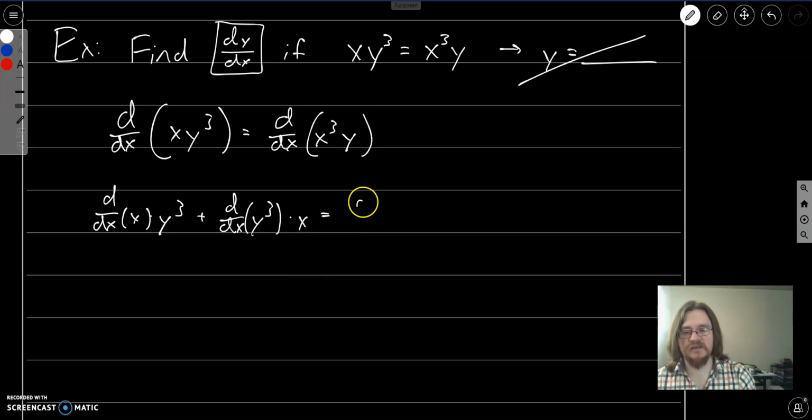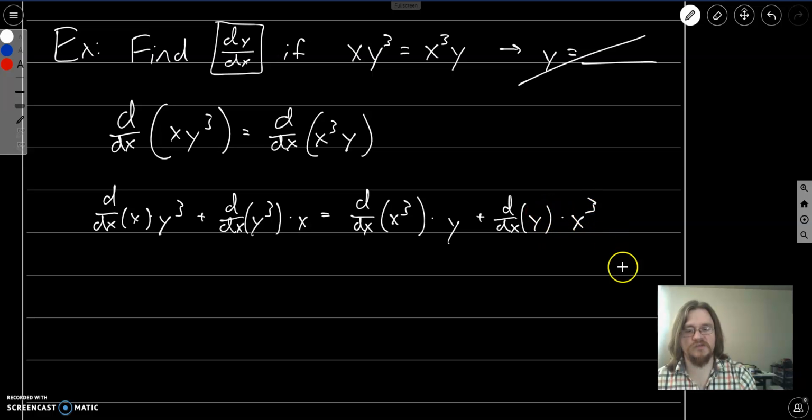And I'll do the same thing on this side. So I've got the derivative of x cubed times y plus the derivative of y times x cubed. And let's just go down the line and take some derivatives. So here I have the derivative of x with respect to x. Well, that's just going to be 1. Again, the derivative of a straight line is just going to be its slope, so that's just going to be 1. And y cubed is just y cubed. I'm not doing anything with that.